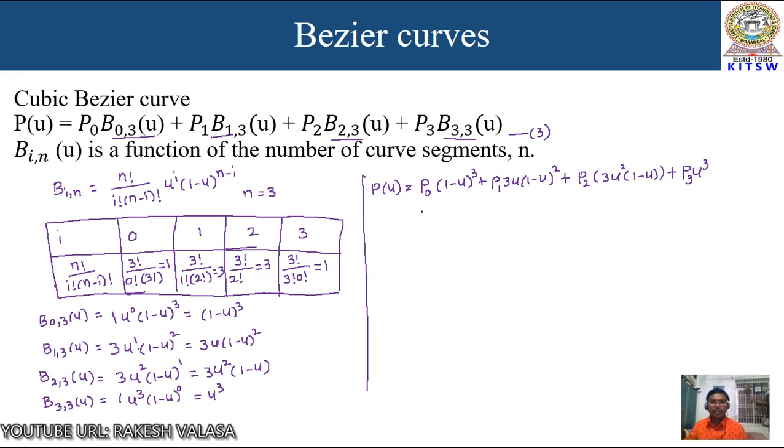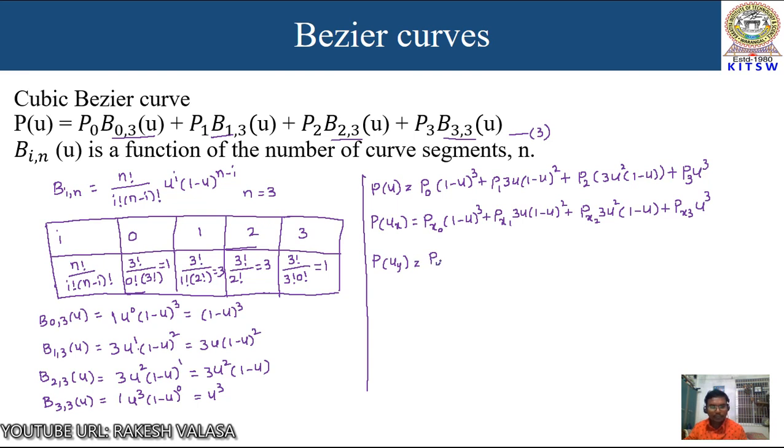This is the equation in terms of parameter u. We can write it in the scalar components. In the x direction, P of u x equal to Px0 into 1 minus u whole cube plus Px1 into 3u into 1 minus u whole square plus Px2 into 3u square into 1 minus u plus Px3 u cube.